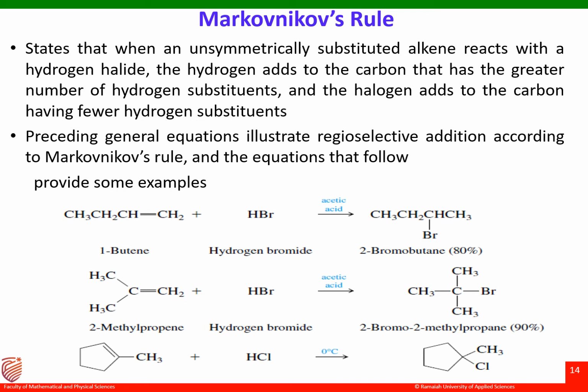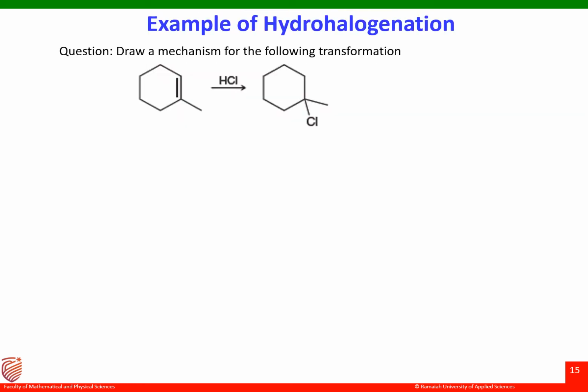Let us look at the mechanism. Let us take up this example and try to write the mechanism for this. As we have already dealt with the general mechanism, we should be able to write the mechanism here. Let us take a cyclohexene. This is 1-methyl cyclohexene. That means there is a methyl group at carbon 1.